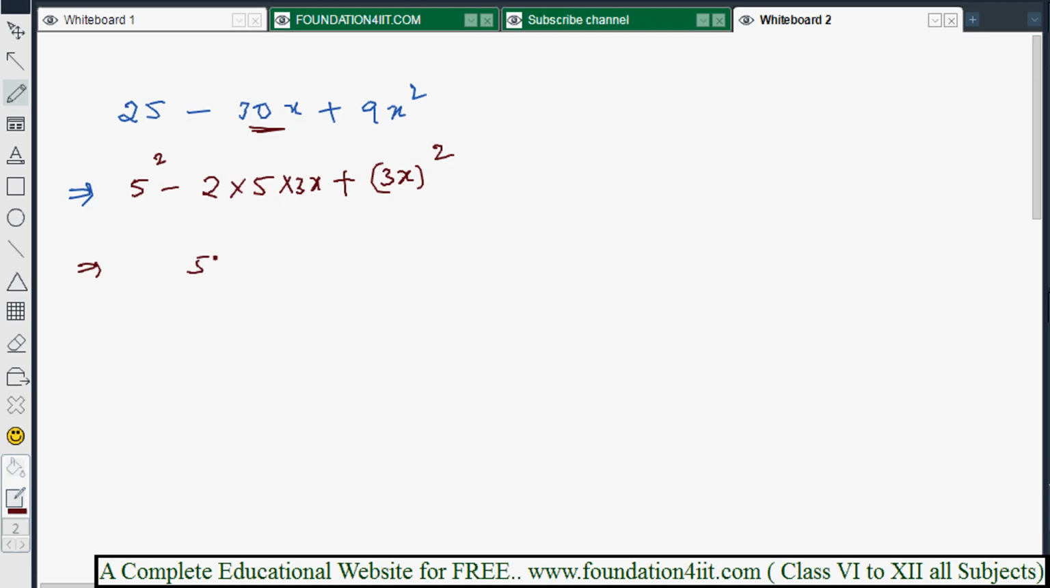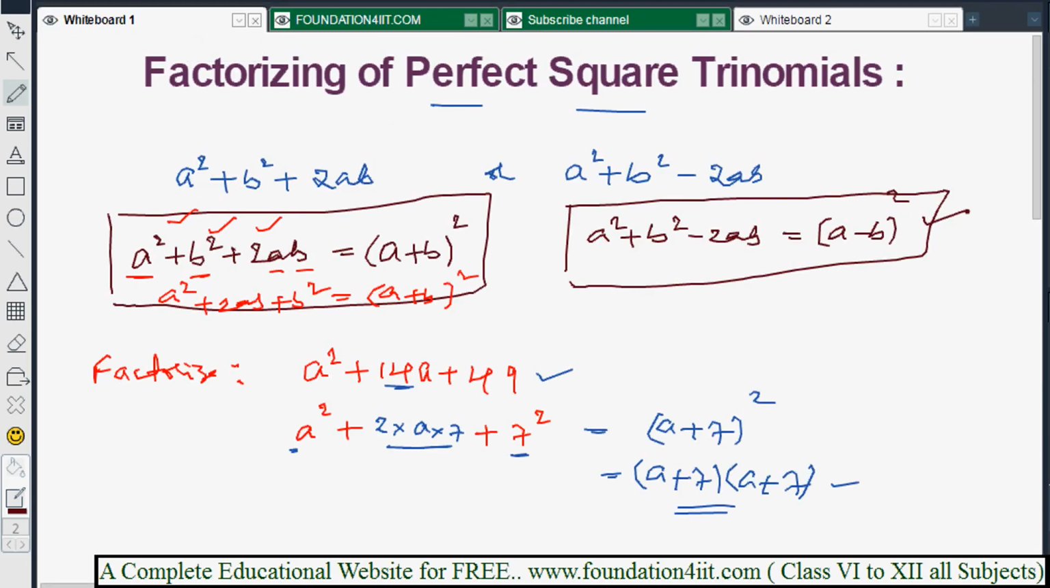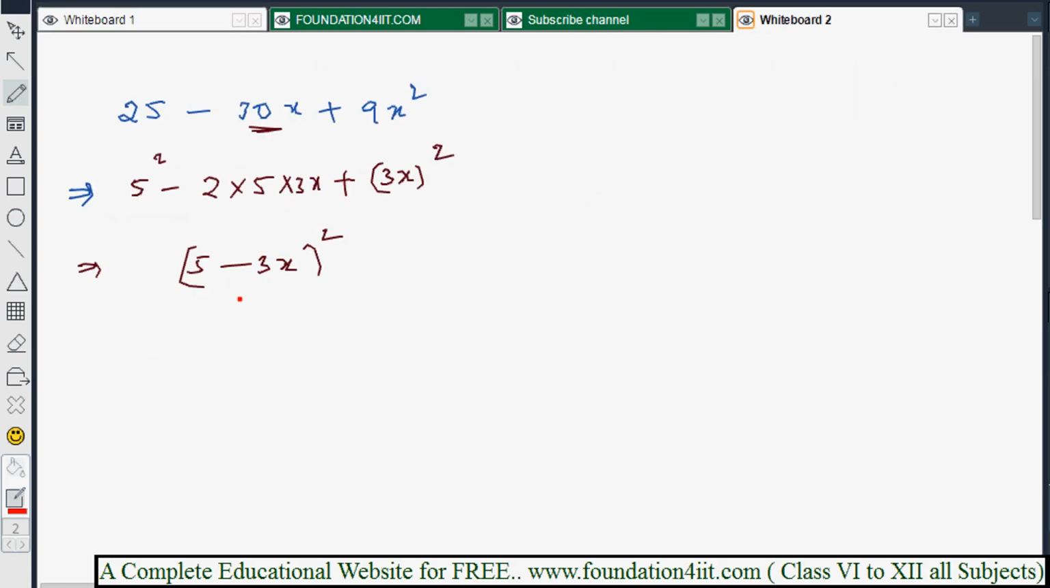So we can write this is a minus b whole square. So 5 minus 3x whole square. Okay, that is the second formula. This one applied. So a square minus 2ab plus b square is a minus b whole square. So same thing we are applying here, that is 5 minus 3x whole square. So 5 minus 3x whole square means 5 minus 3x into 5 minus 3x. So product of polynomials were written. So this is the factorized.